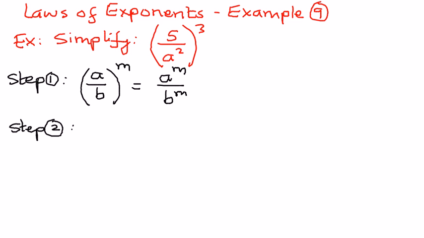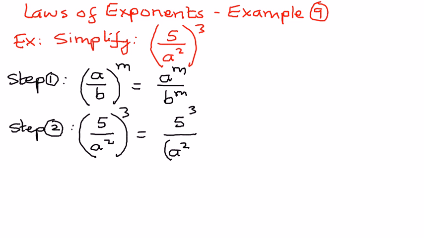What we have here is 5 over a to the power of 2. This whole thing is raised to the power of 3. Every one of the terms will be raised to the power of 3. The numerator, which is 5, will be raised to the power of 3. And in the denominator, we have a to the power of 2, and that will be raised to the power of 3. As we know, there is another law of exponents which says if we have a to the power of m, and this exponent is raised to another exponent n, we can write the base term once and then multiply the power terms, m times n. So we're going to use that in the denominator part of it.